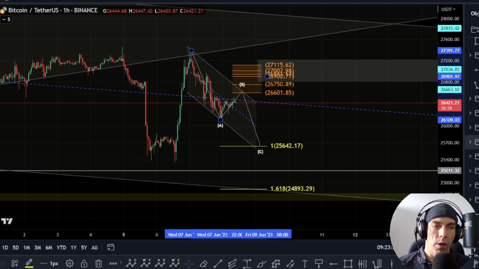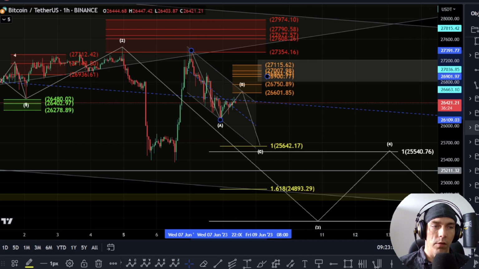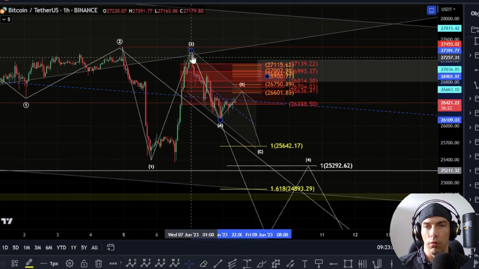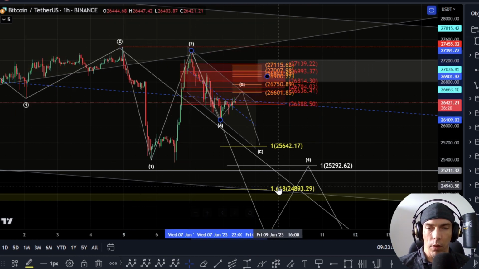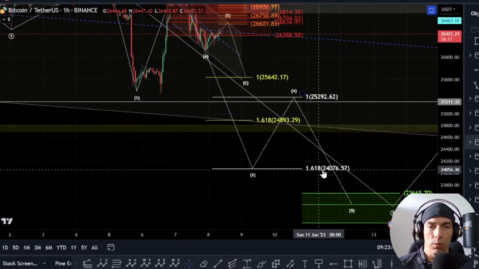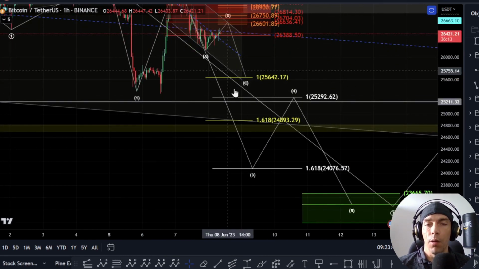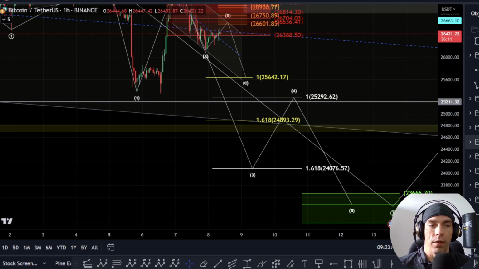So we need to just be aware that we do still have this on the table here, where we could have this as a secondary 1 and 2 here, where we could look to actually break down deeper. Now the key zone here would be this 24,076. Breaking down past this would validate this count.